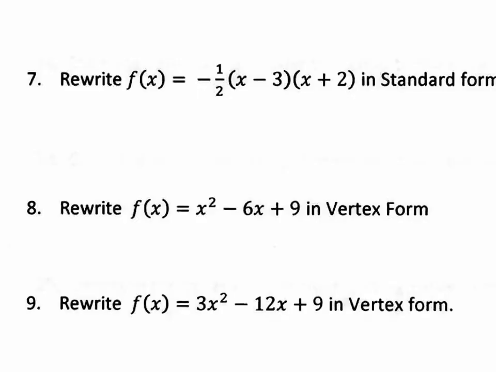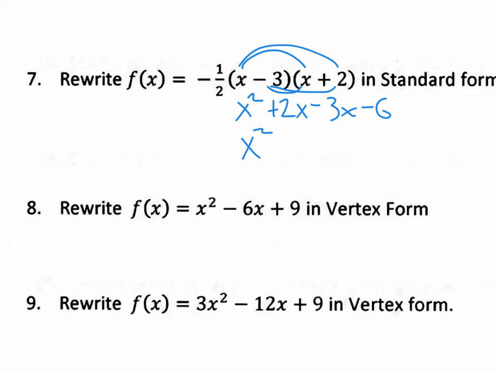Number 7, you have a function in intercept form and you want to rewrite it in standard form. Rewriting in standard form is cake. All you have to do is simplify. So what I like to do is focus in on the parentheses first. So I like to go x times x and get x squared, x times 2 and get 2x, negative 3 times x, get negative 3x, and negative 3 times positive 2, that's negative 6. And then I combine like terms, x squared minus 1x minus 6.